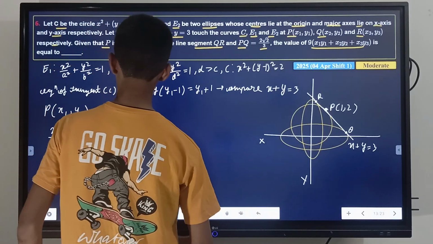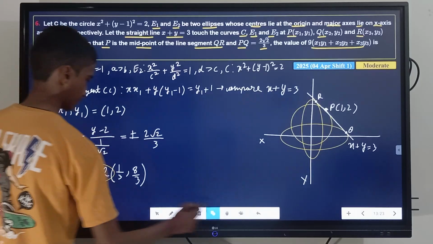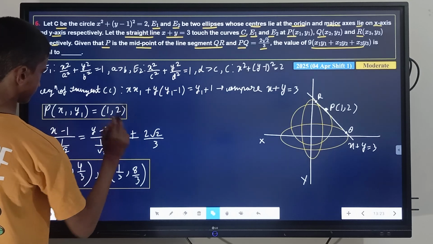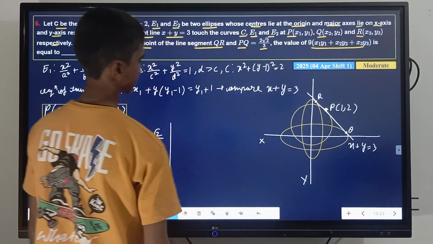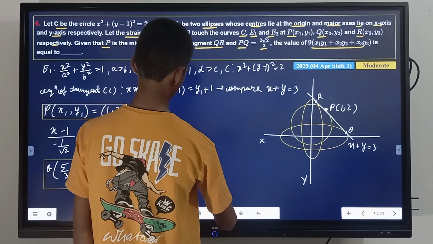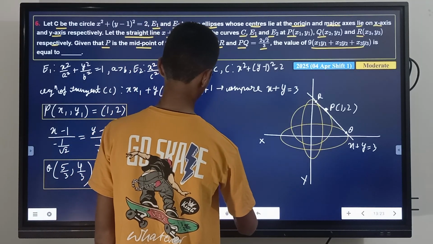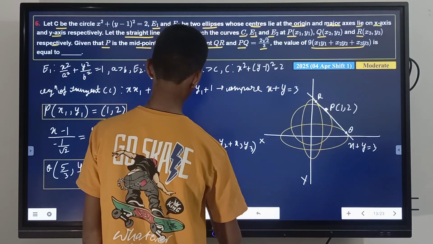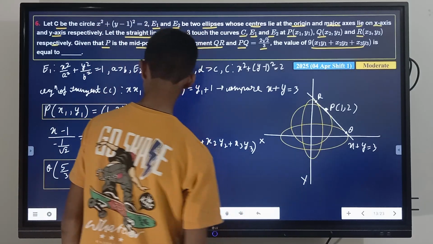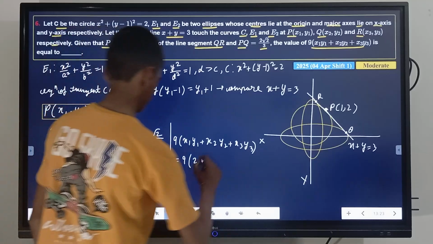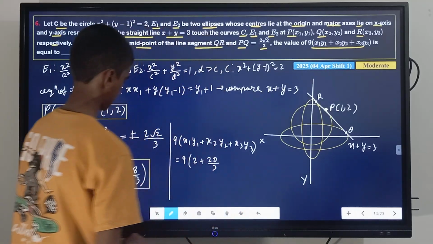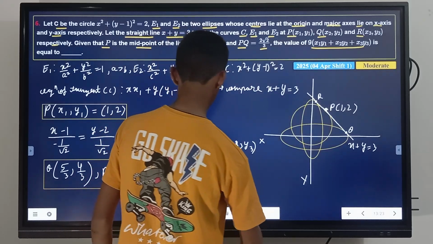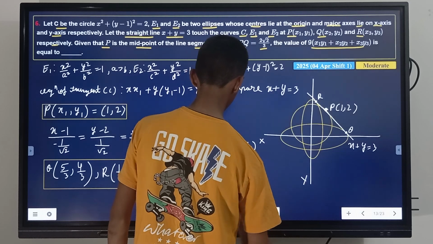So from here we have our points Q and R and our point P. Our required expression is 9 times x1 y1 plus x2 y2 plus x3 y3, which is equal to 9 times (x1 y1 is 2, x2 y2 is 20 by 3, and x3 y3 is 8 by 9).